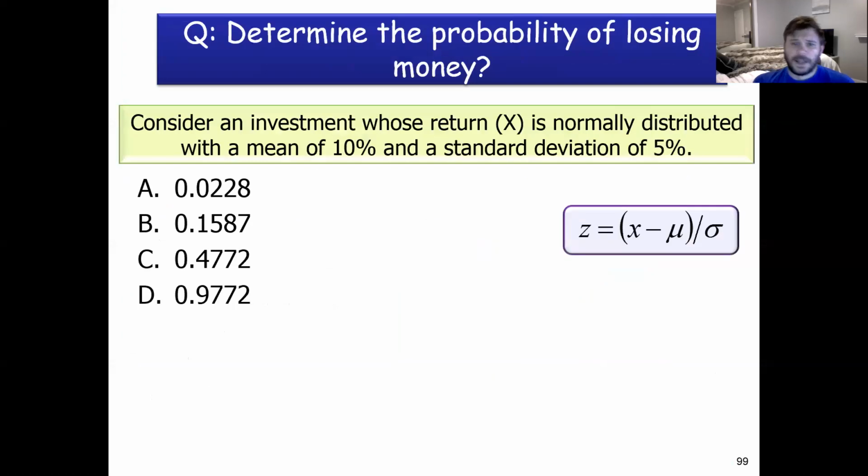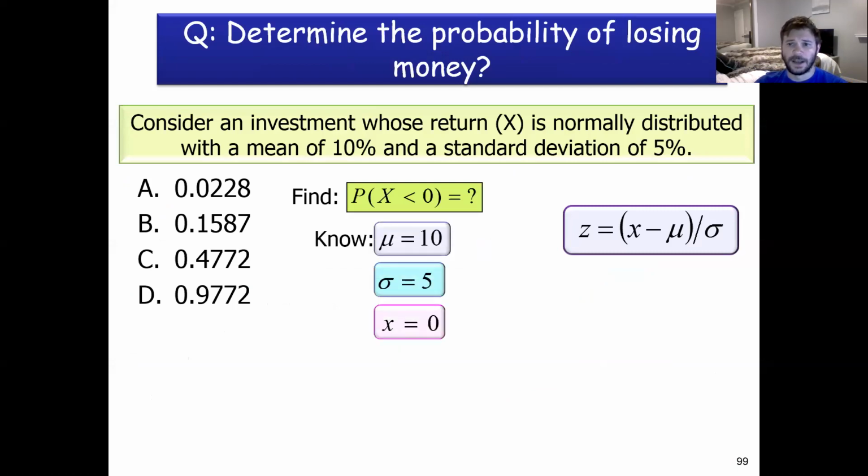Next problem, slightly different narrative here. We're considering an investment whose return X is normally distributed with a mean of 10% and a standard deviation of 5%. And the question is, what is the probability of losing money, meaning our return would be less than 0, our return would be negative. So that is what the question is asking. What is the probability we would get a negative return given the information we know about the distribution.